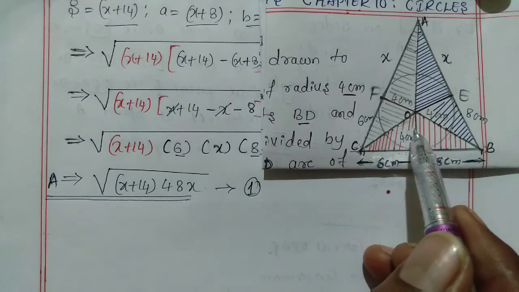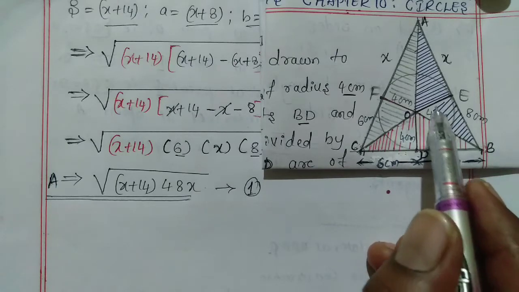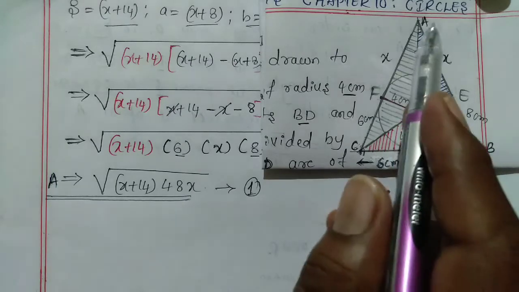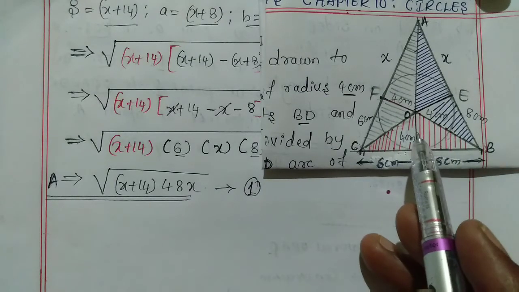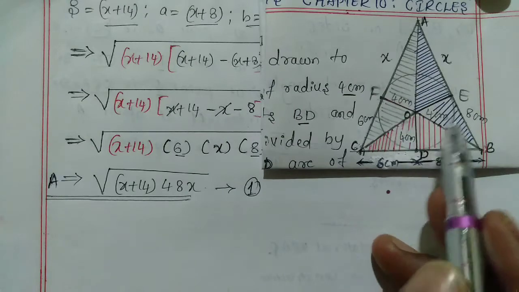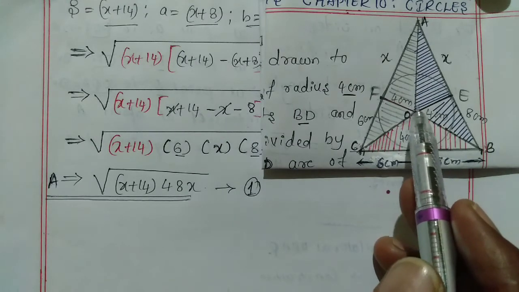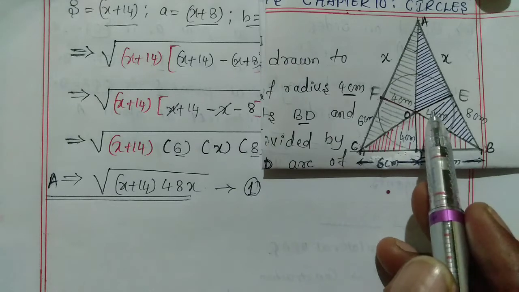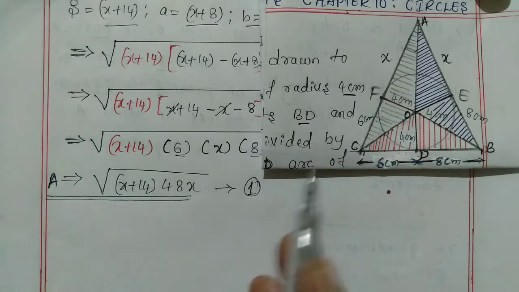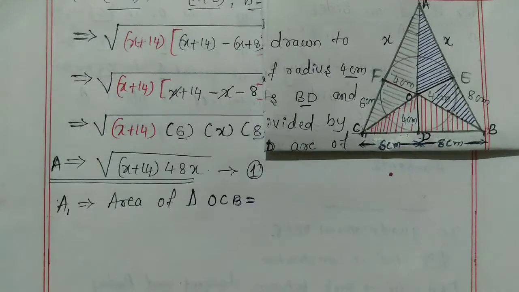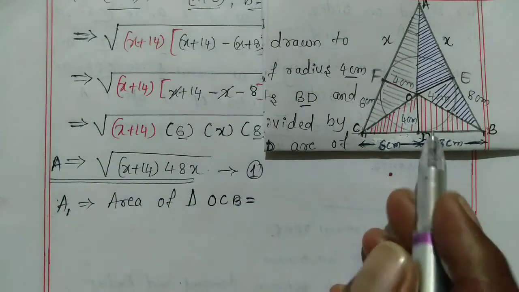That is, first I will find these three triangles' areas and I will add these three triangles' areas, then I will get here area of triangle ABC. After that I will equate this area using formula, that is half into base into height, with this area. I will equate these two. So first I will call this one A1, that is area of first triangle.